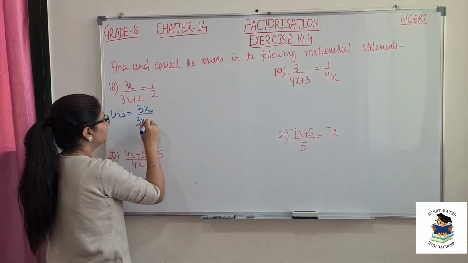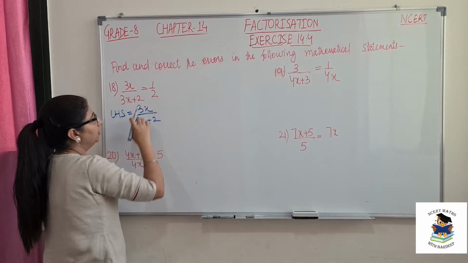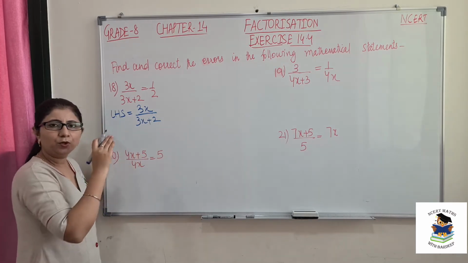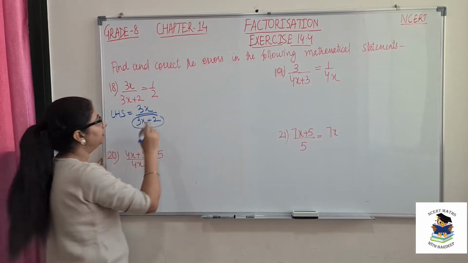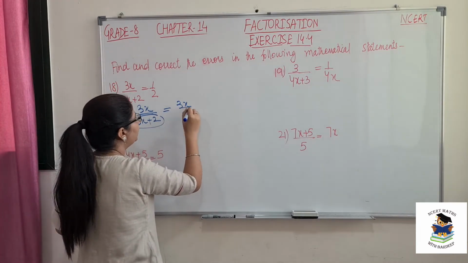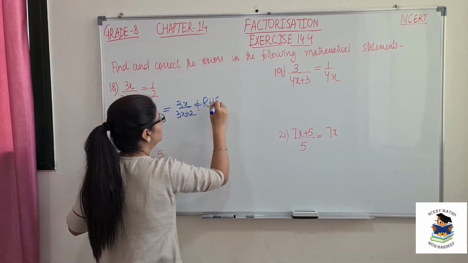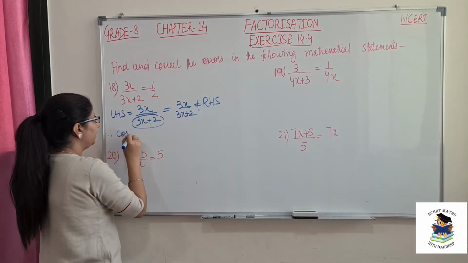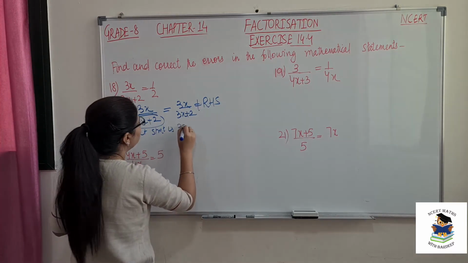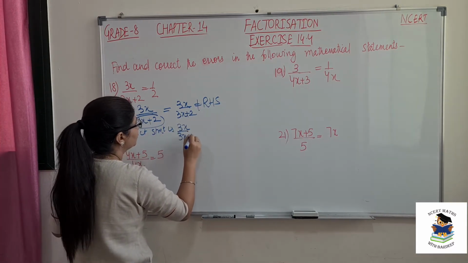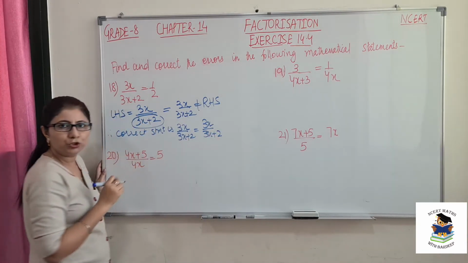This cannot be further calculated because we cannot do it like the previous rule, where the denominator was split for each term. Here the full expression is the denominator, so it cannot be further divided. So the answer will be as it is, which is not equal to the right hand side. Therefore the correct statement is the same thing that was given to us. So 3x over 3x plus 2 is equal to 3x over 3x plus 2.